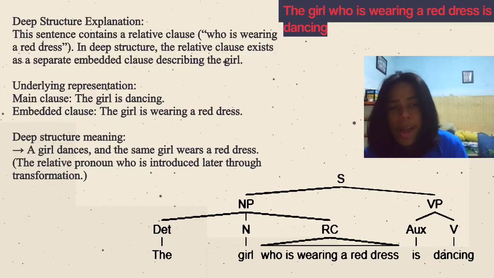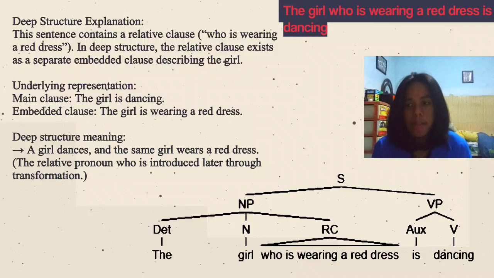And here we have RC, which stands for relative clause. And why does RC make an appearance in the bracket of the noun phrase? Because RC in this sentence only modifies the noun phrase. So RC in this tree modifies the noun phrase the girl. So that's why RC is put into the noun phrase bracket.